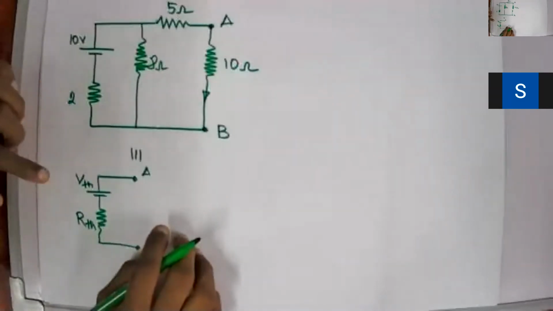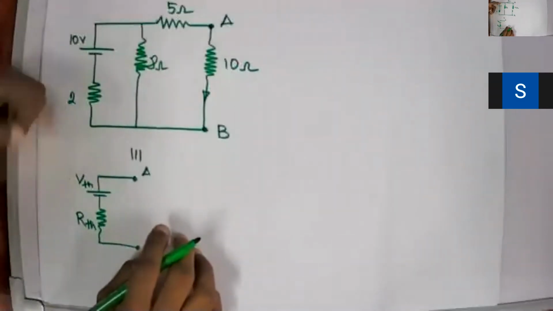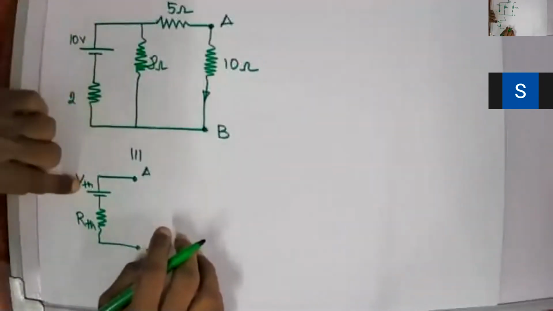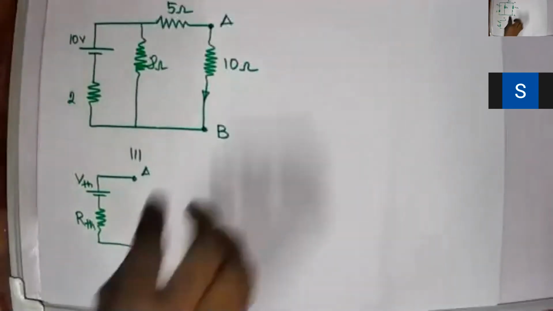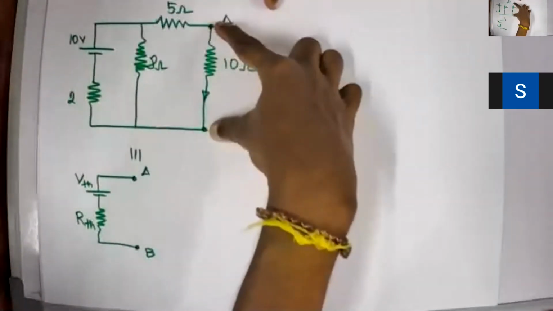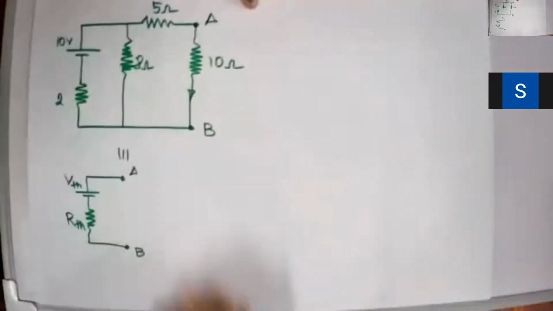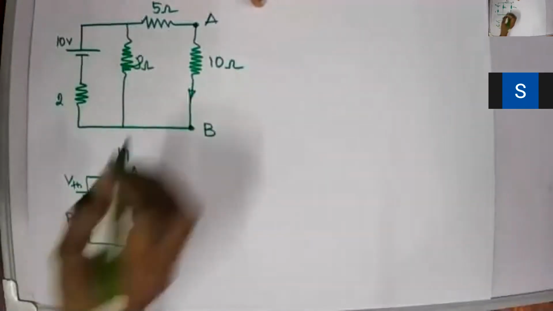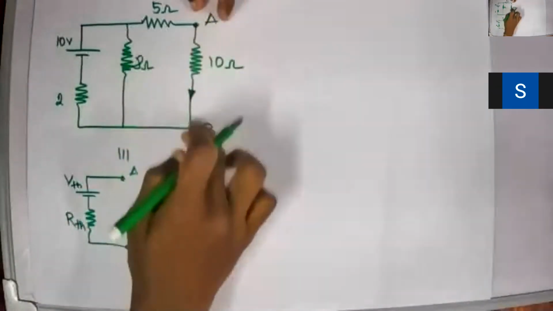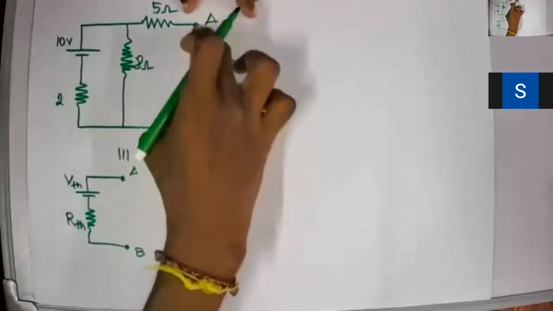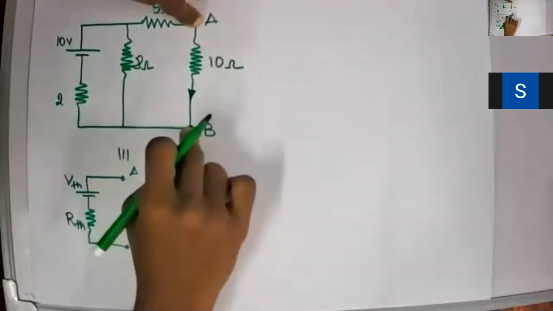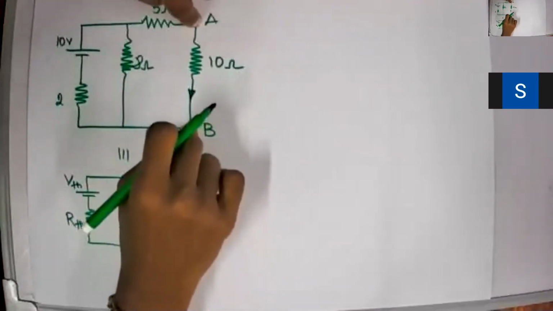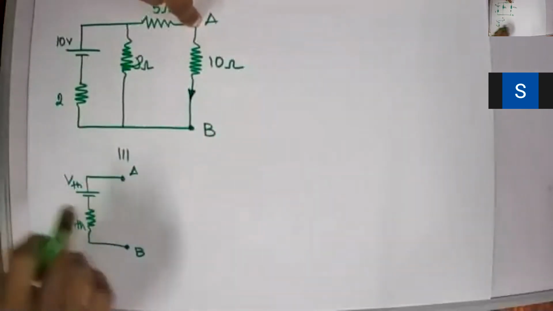So let's see first how to calculate VTH and then how to calculate RTH, right? So VTH is nothing but the voltage across A and B once you remove the resistance which you need to calculate the current through, right? For example, in this case, you have to calculate the current through this 10 ohm resistor. So just remove that one. So you have A and B points here. So the voltage across A and B will be VTH.